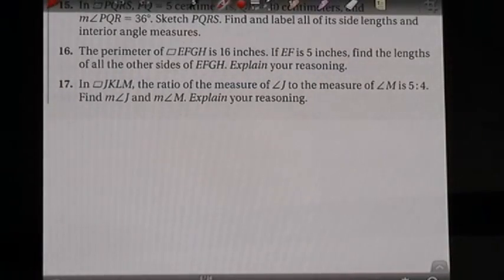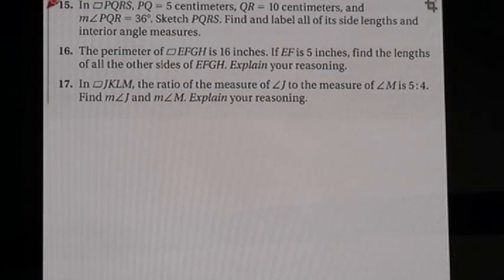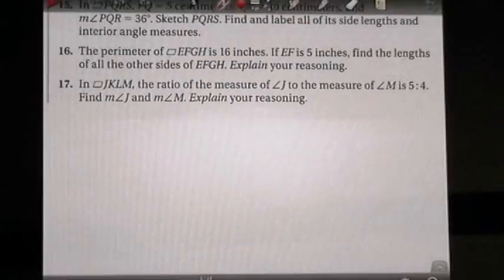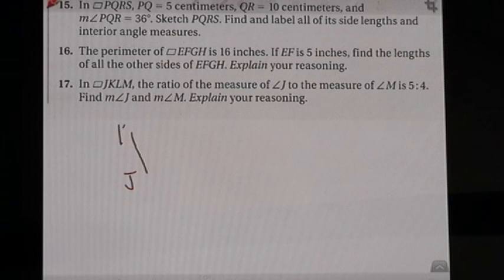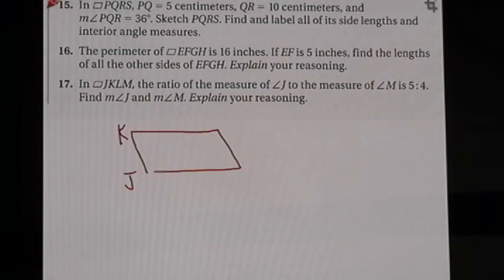In JKLM, the ratio of the measure of angle J to angle M is 5 to 4. Okay, so the bigger angle is J, 5 to 4. Find angle J and angle M. Okay, JKLM. Oops, the bigger angle is J. So we need to draw this differently, just so that it doesn't confuse us. Okay, JKLM. And this one's 5 times the size of the smaller one, J and M.